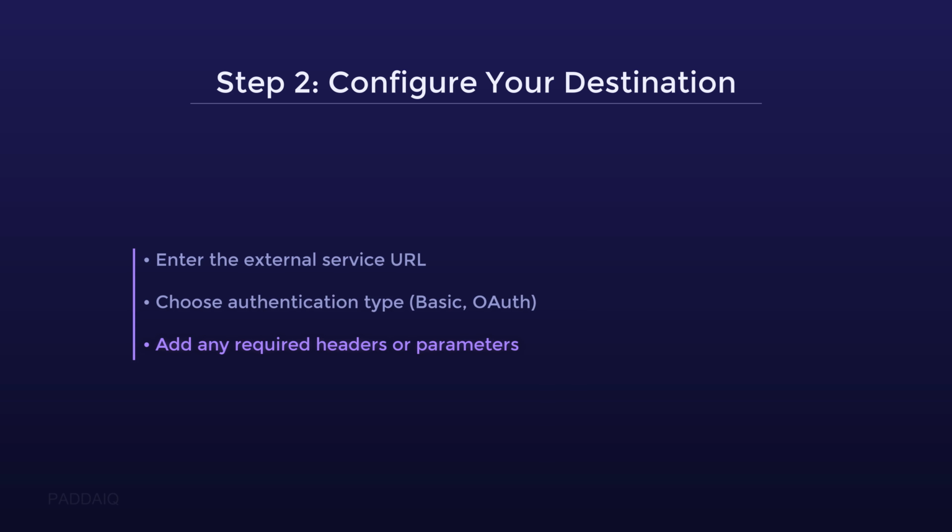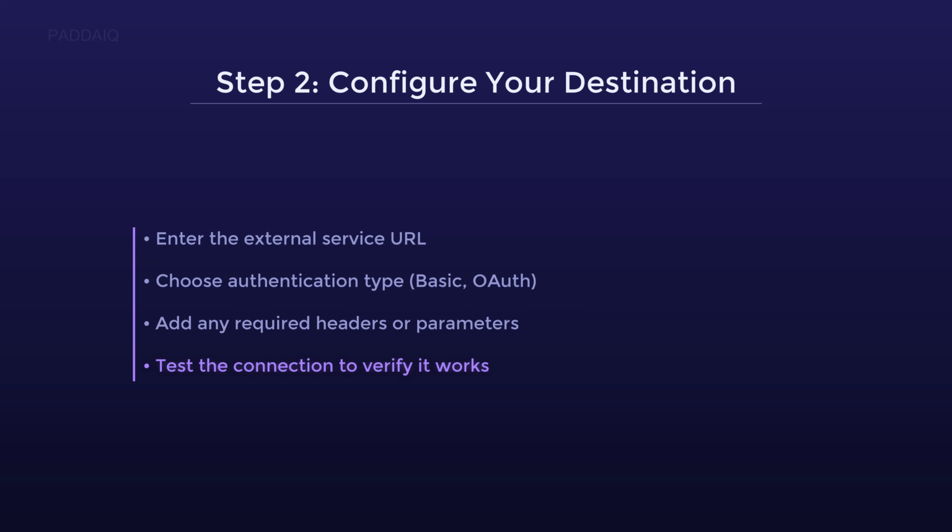Add any required headers or parameters. This means providing extra security or context details so your app can communicate securely with the external service. For example, when connecting to an API, you might add an authorization header containing your API key. This step is essential for establishing a trusted and functional connection.